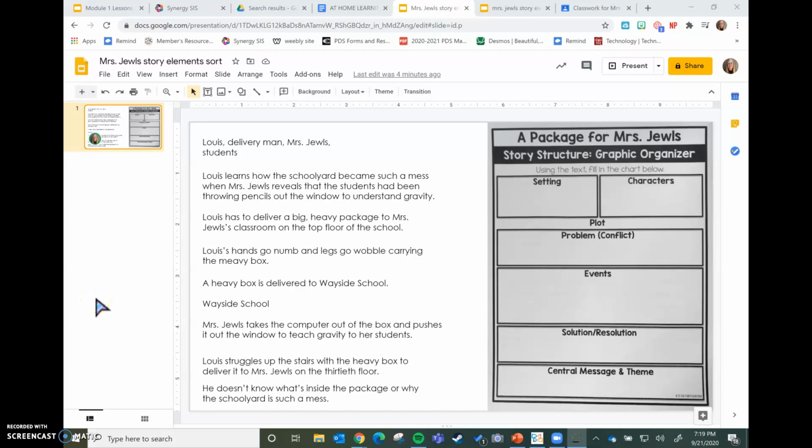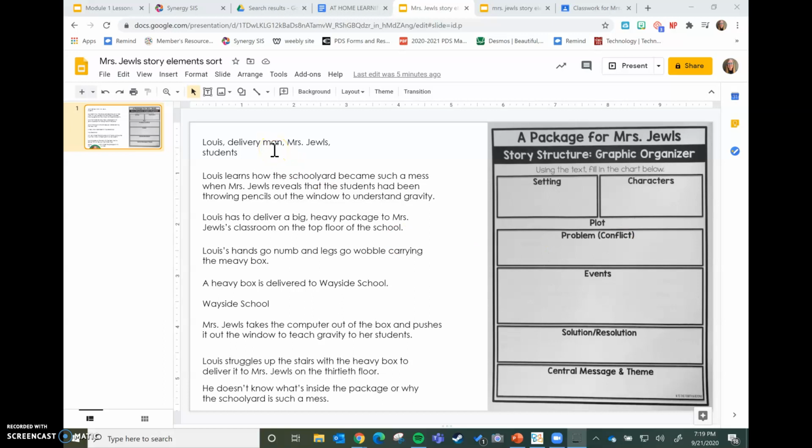Okay, with this activity, you're going to be sorting the things here on the left onto this paper that has this organizer for story structure for a package for Mrs. Jules. So you'll be looking at what is the setting, what are the characters, what's the problem, and you're going to be deciding which category these things belong in.